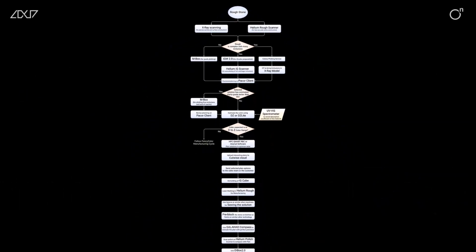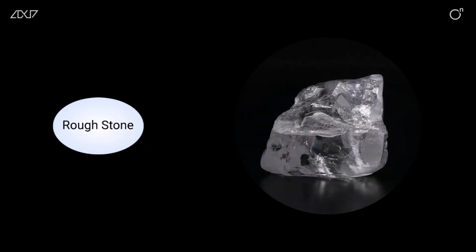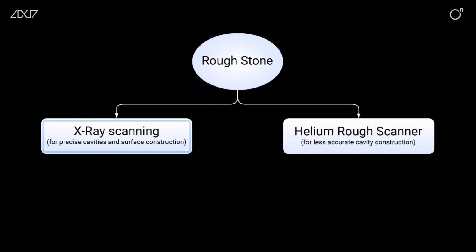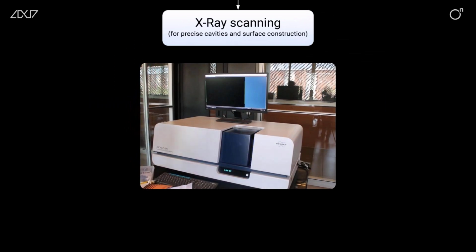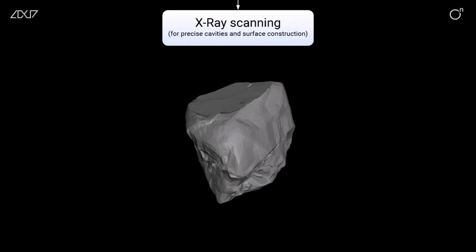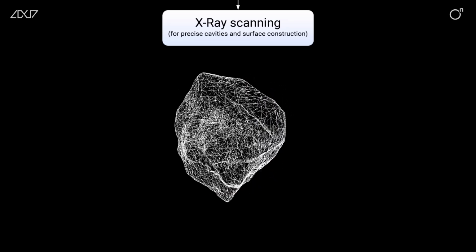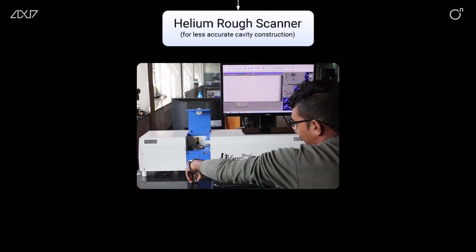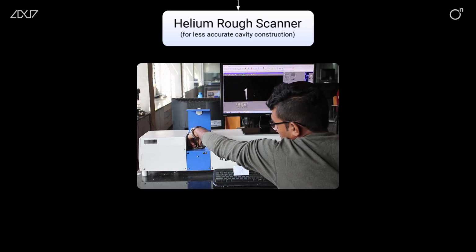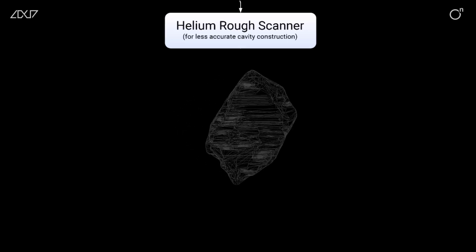Let's try to understand the entire diamond manufacturing process through a flow chart. Take and record the entire video of a rough diamond. Now for very precise cavities and surface reconstructions, nowadays we use X-ray scanning in the very first step. Before X-ray, we were using Helium rough scanner for the entire 3D model along with cavity measurement through whitener.